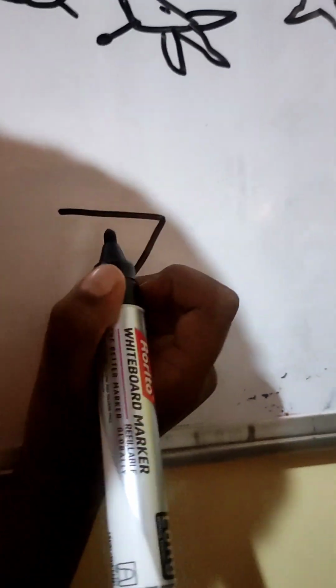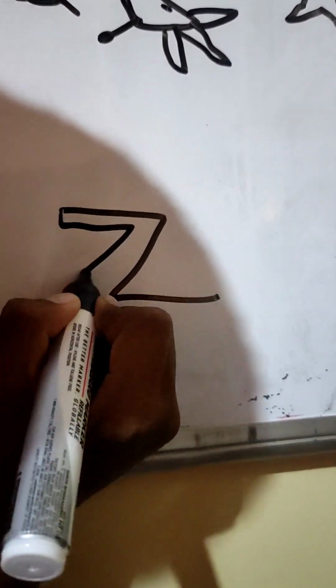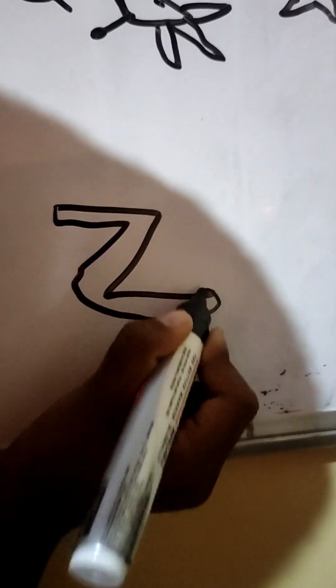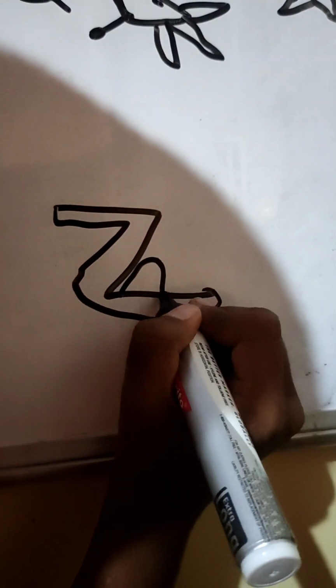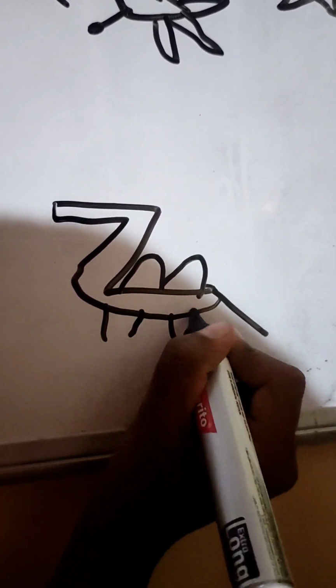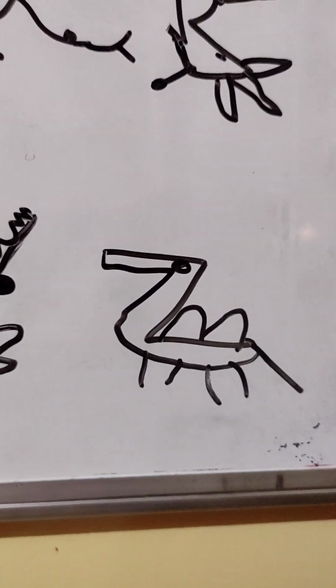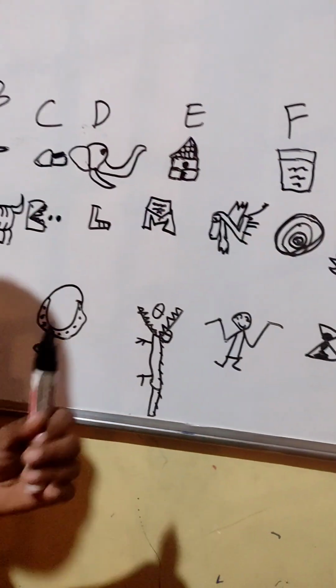For Z, finally, you can draw something like this. You can draw a camel. So guys, this is my drawing.